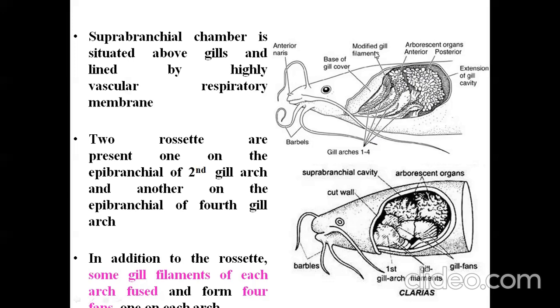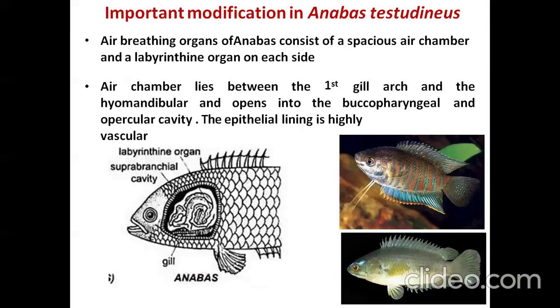So you can see here, the modified gill filaments of each arch are fused and form four fans. These gill filaments are fused and form the gill fans, one on each arch. So there are four gill arches, and each arch has a gill fan. Four gill arches and four gill fans will be seen. And this is a modification seen in Anabas testudineus.